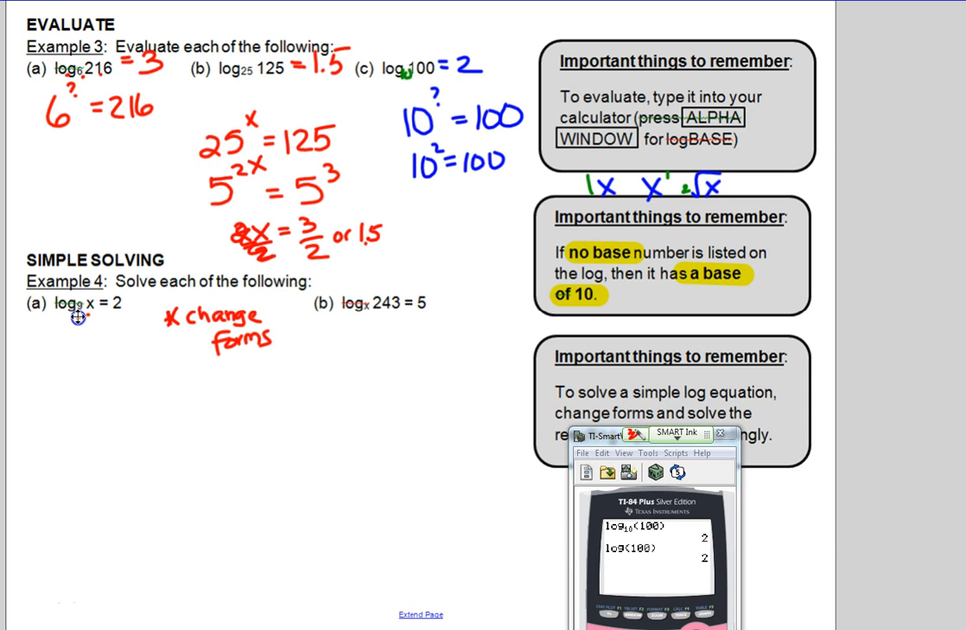Okay, so 9 is the base, x is the outcome, 2 is the power. Now once I do that, I can now easily see that 9 squared is 81, and that's my answer. B, again, anytime the x is one of these two, I'm going to change forms. So x is the base, 5 is the power, and I want an outcome of 243.